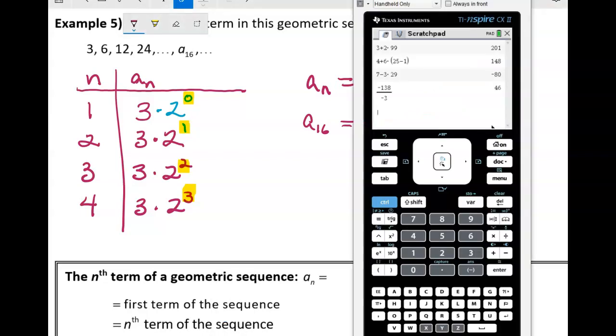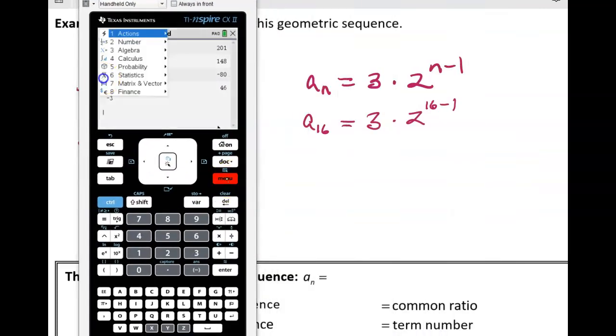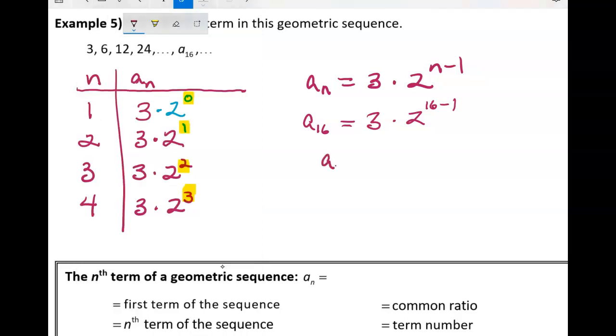And now we need our calculator. So 3 times 2 raised to the, and that's just going to be the 15th power. Might as well do that part in our heads. So the 16th term is 98,304.